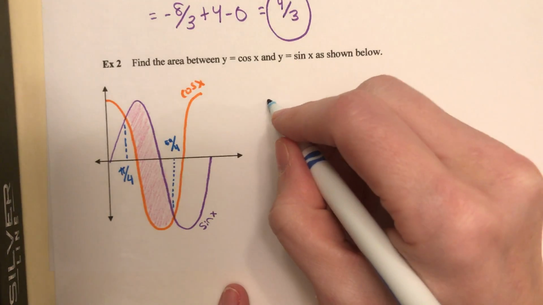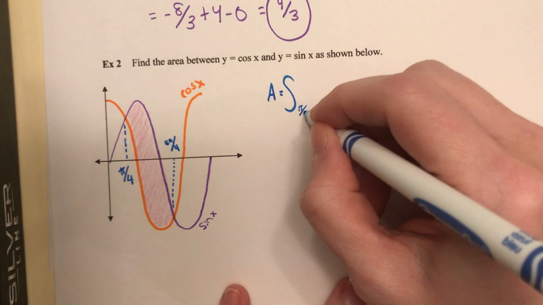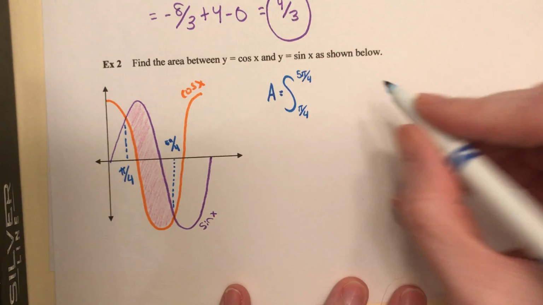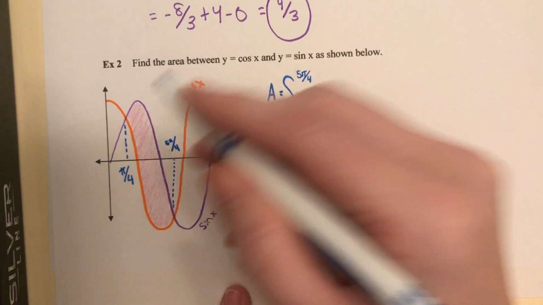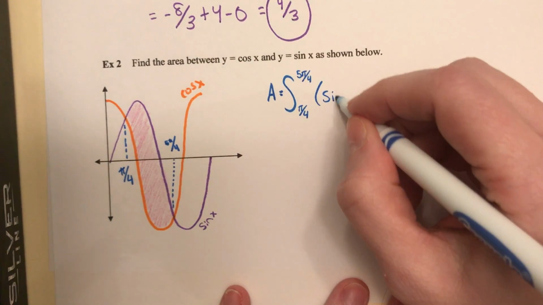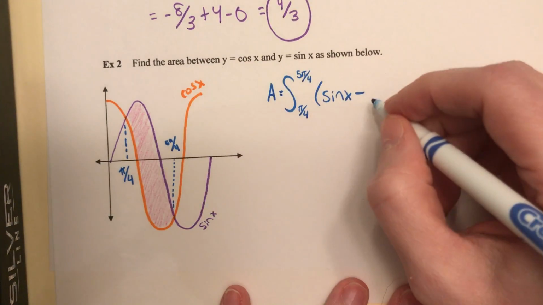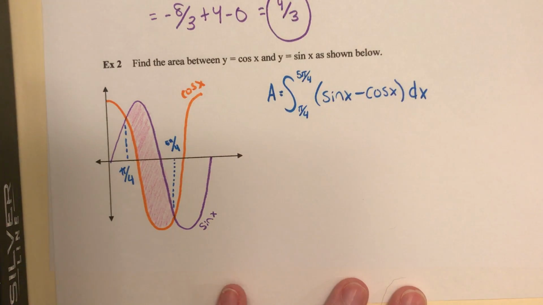We're going to take the integral from a to b, so pi over 4 to 5 pi over 4, of the top minus the bottom. Now my purple graph is on the top of the shaded region, so that's sine of x minus the orange graph is on the bottom, so cosine of x dx. So now I'm ready to take the integral.